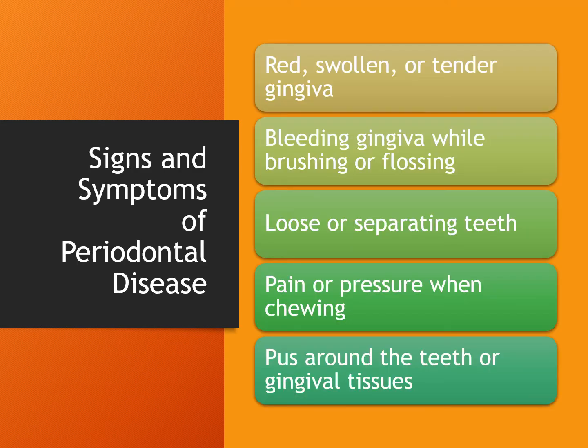So let's talk about the signs and symptoms of the two types of periodontal disease. Remember we talked about signs and symptoms earlier. So signs and symptoms include red, swollen, or tender gums, bleeding gums while brushing or flossing, loose or separating teeth that are separating from the gums and the connective tissue, pain or pressure when chewing, and then pus around the teeth or the gum tissue. So these are all signs and symptoms.